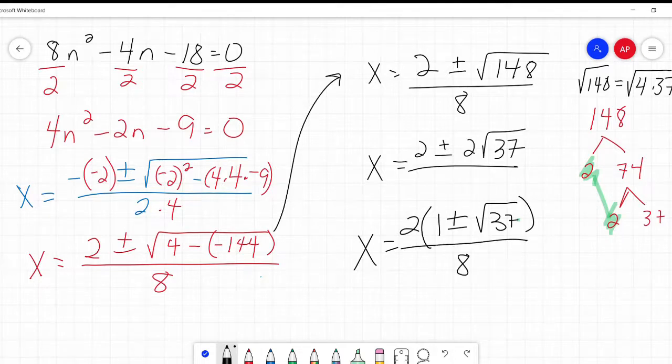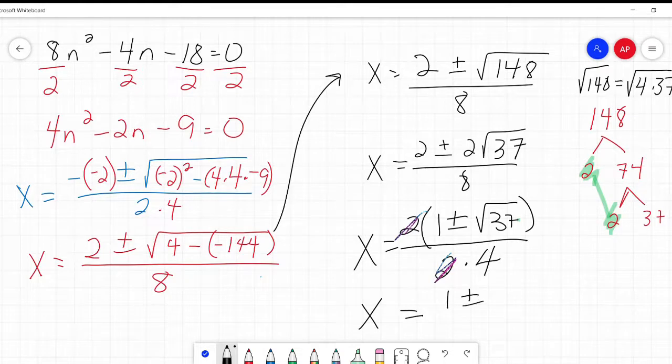8 is the same as, whoa, what's just happening? Why did it do that? 8 is the same as 2 times 4. So then I can cancel those 2's out. And I am left with, why is it doing this? This is so weird. I'm pressing undo and it's undoing things up above that I did like 5 steps ago. That's very bizarre. And I'm left with 1 plus or minus the square root of 37 all over 4.